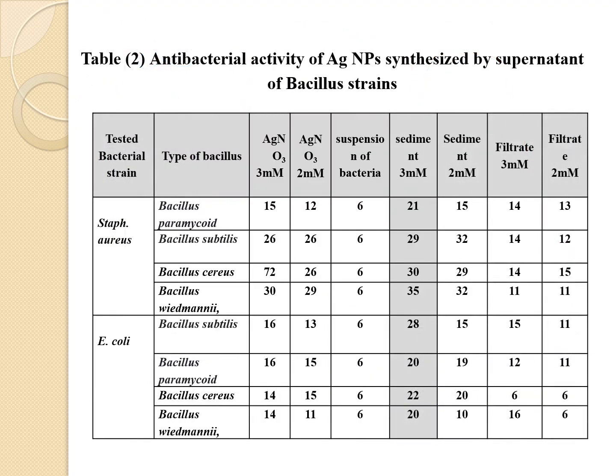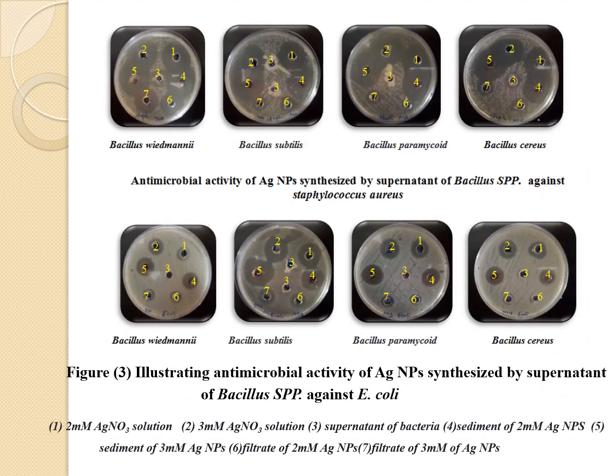The table illustrates the antibacterial activity of silver nanoparticles synthesized by the supernatant of Bacillus wiedmannii, Bacillus cereus, and Bacillus subtilis when reacted with 3 millimolar AgNO3, which exhibited the highest efficiency against Staphylococcus aureus in comparison to E. coli. This figure illustrates the antimicrobial activity of silver nanoparticles synthesized by the supernatant of Bacillus strains against Staphylococcus aureus and E. coli.